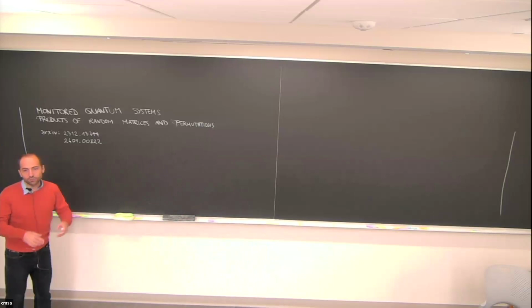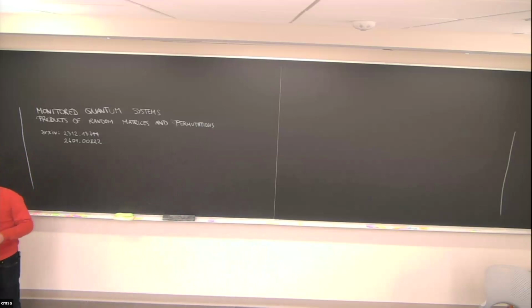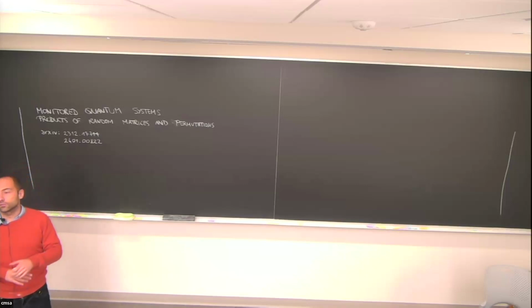So what I will be telling today starts as a motivation, we start in quantum mechanics, many-body quantum systems, in particular in monitored ones, and I will explain what that means. And then it will naturally go to the realm of random matrices and products of random matrices in particular. And we'll have some connection with permutations and irreducible representations of permutations.